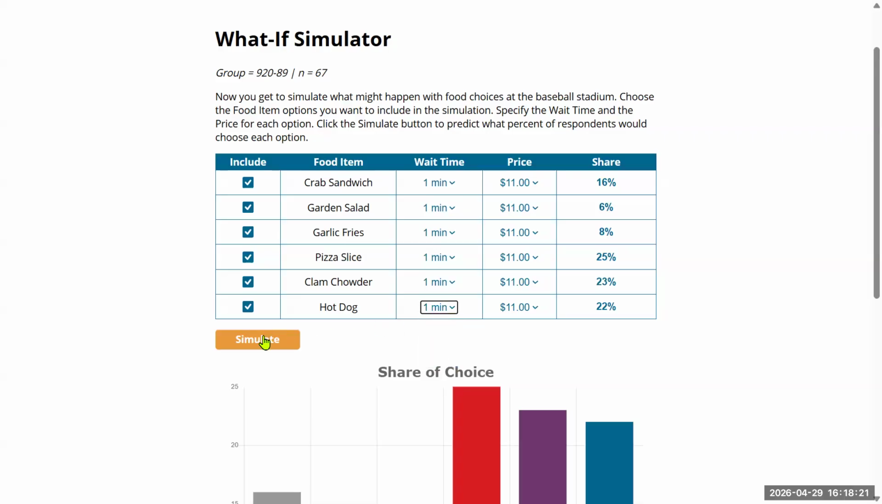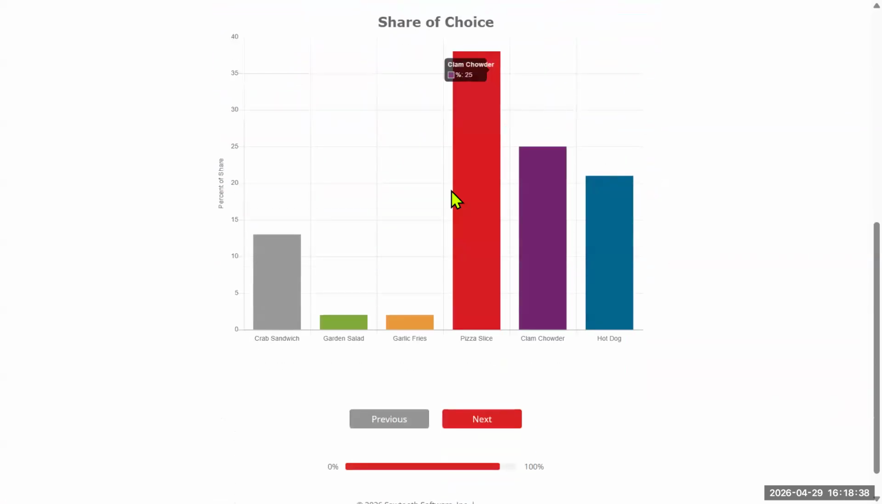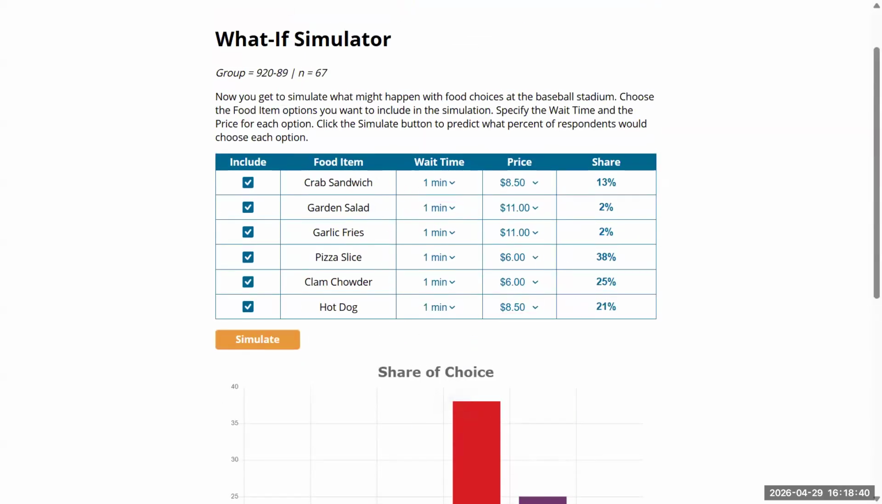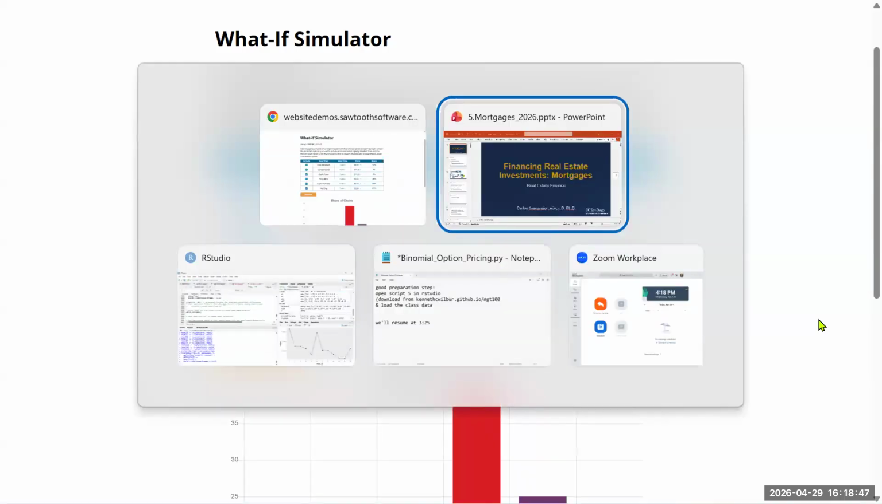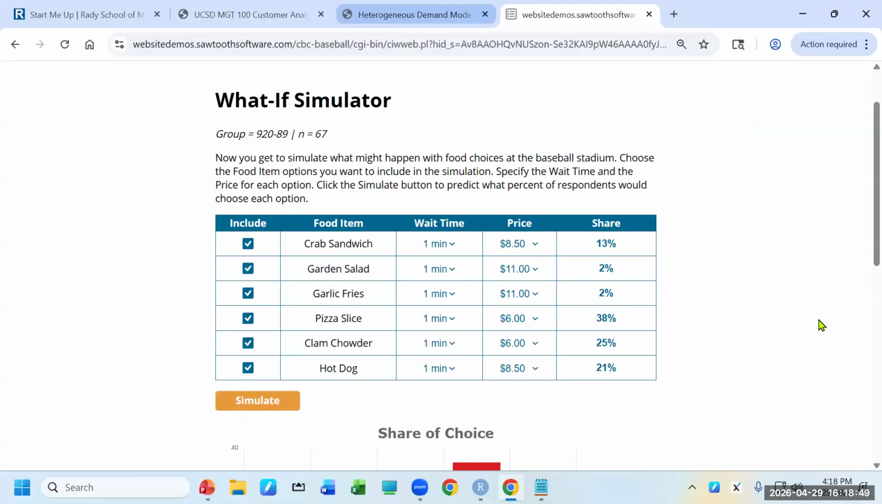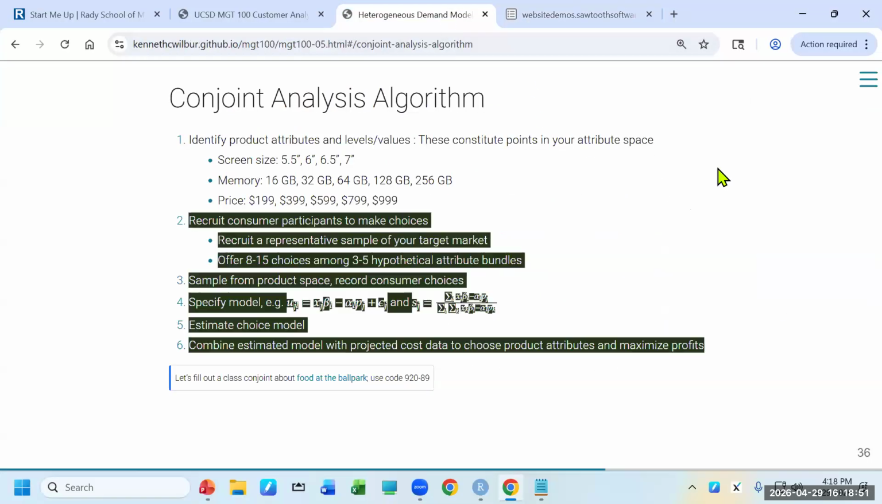But what conjoint does, the reason it's valuable, is you can evaluate all sorts of hypothetical menus of options that you might offer before you actually offer those options. So there is a substantial offsetting benefit. You can calculate profits under different combinations of attributes, different menus, different wait times. And that is the key reason that this framework is so popular.